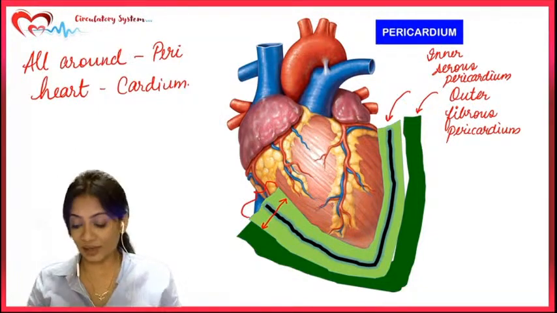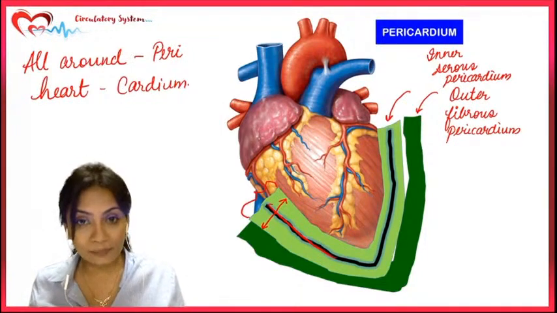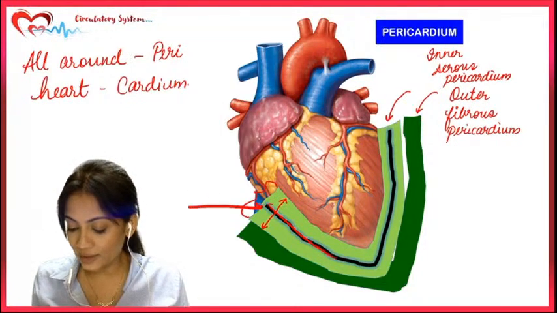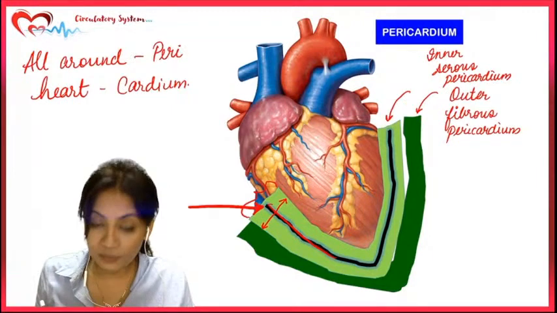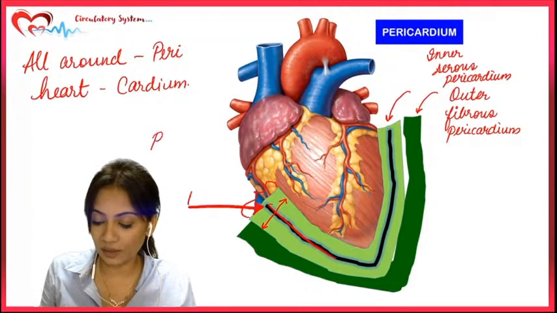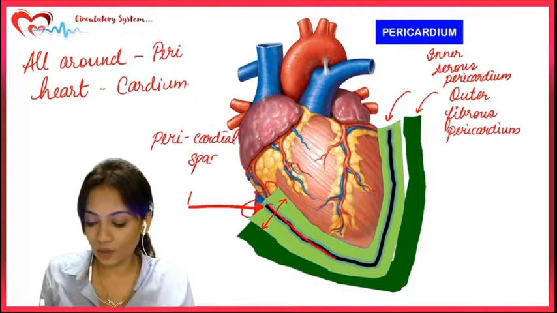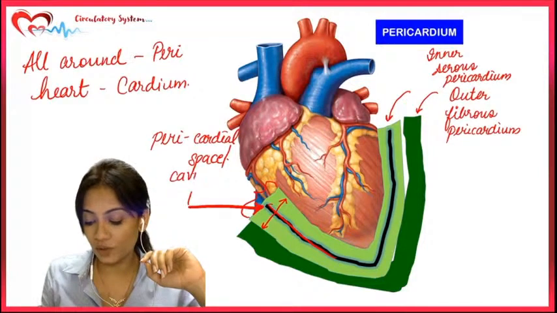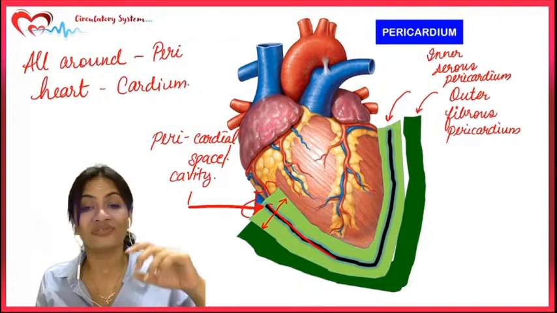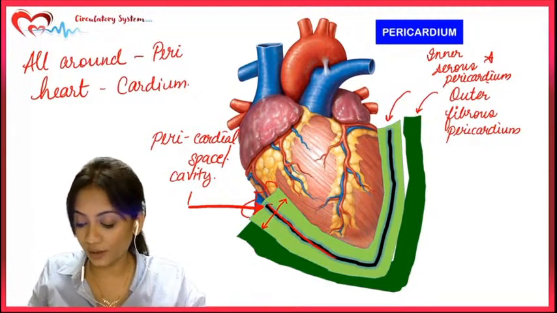Okay. Can you see that there is one big black line which is running through it in the middle of it? Well, what is that big black line? That big black line is nothing but a space which is called the pericardial space. Okay, it's the pericardial space. Now, because of this space, or you can call it the cavity, that inner serous pericardium has been divided into two regions. Can you see one region that is near the heart and another region which is outer to it?